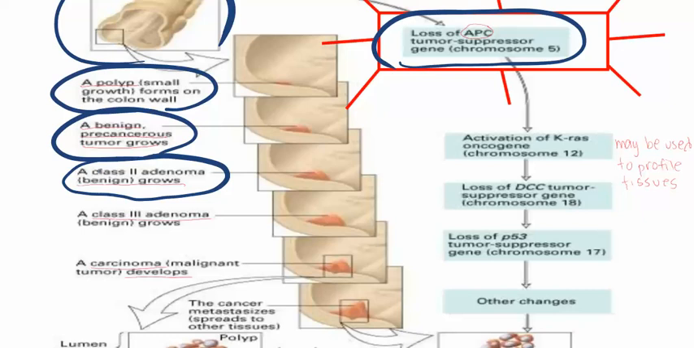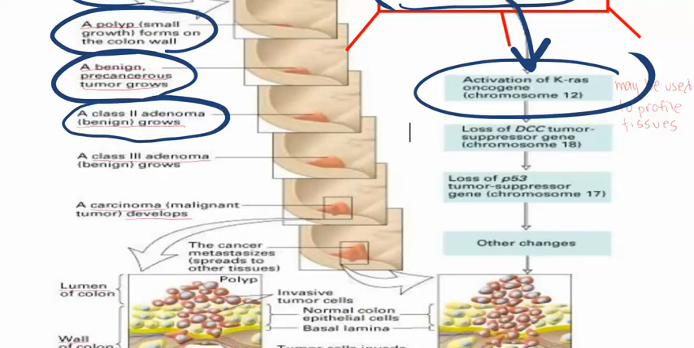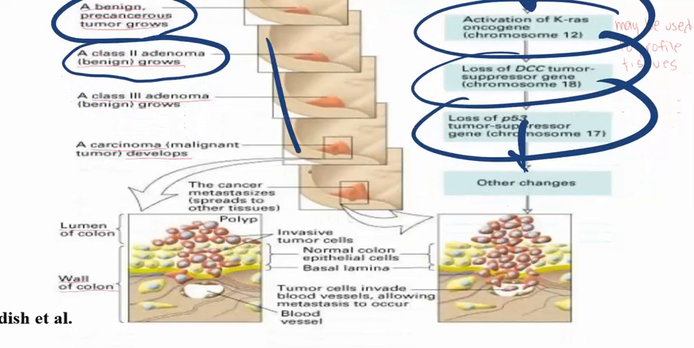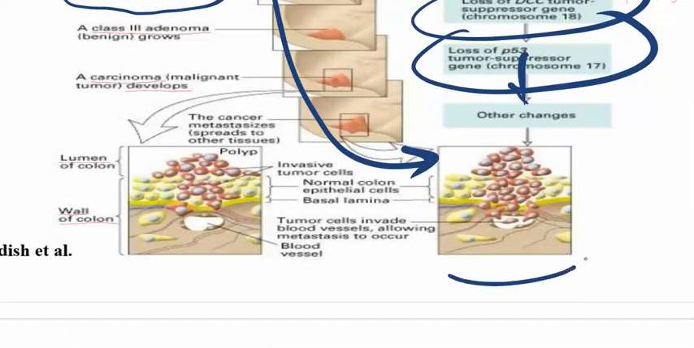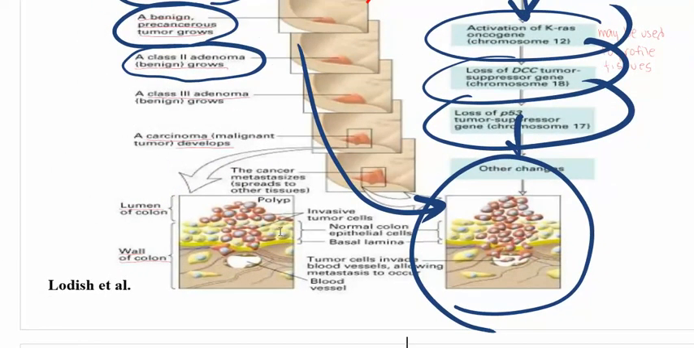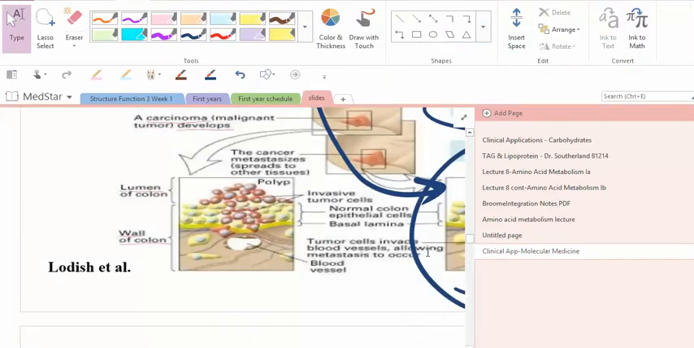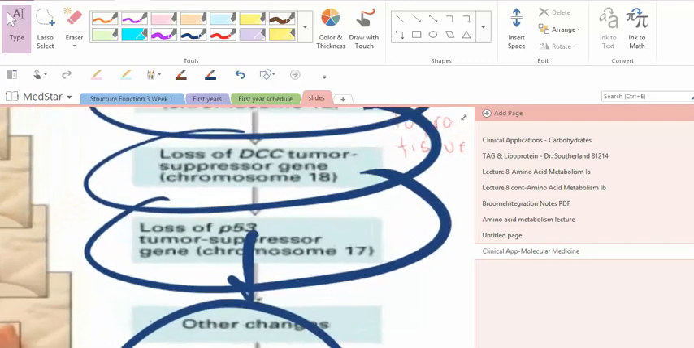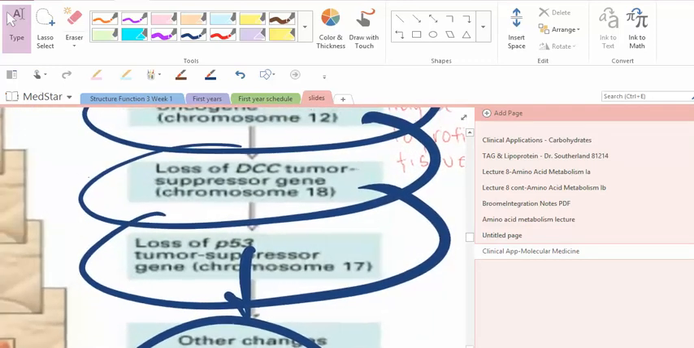Then you get class 2 adenomas, benign. And again, you're still getting these mutations occurring. Now the next mutation in line is the KRAS, right? Then you have your DCC. Then you have P53. And then you have other changes that eventually lead to this nonsense here. You guys see that? I'm just pointing this out. Loss of DCC, so loss of deleted in colorectal carcinoma. Exactly. Perfect. You guys are catching on.